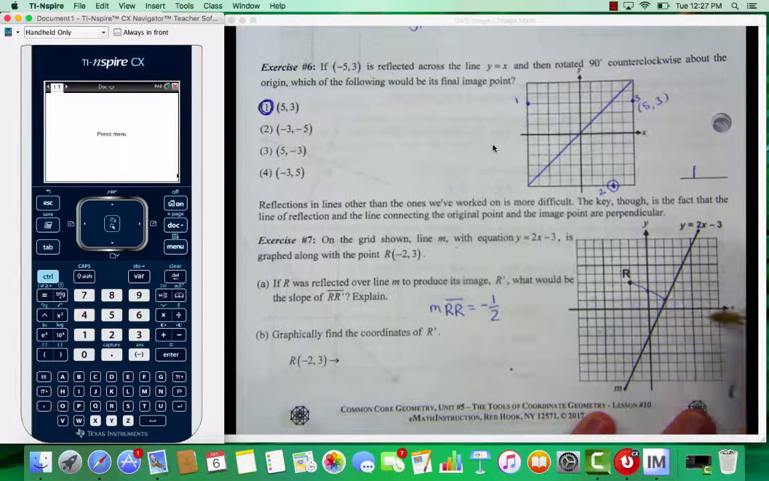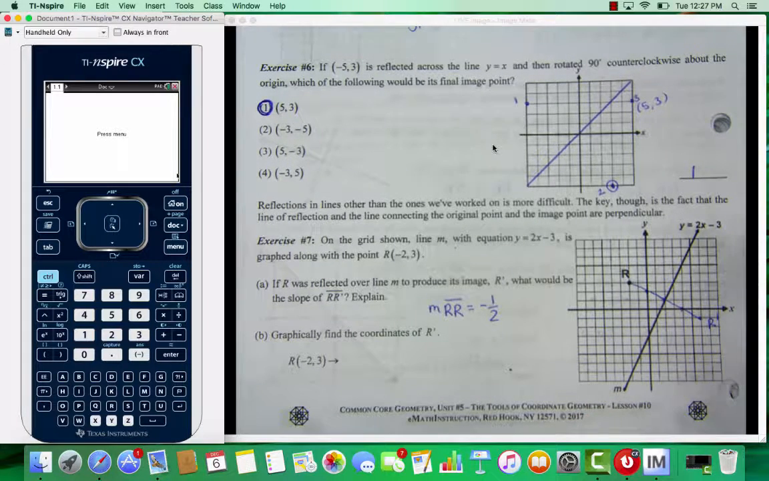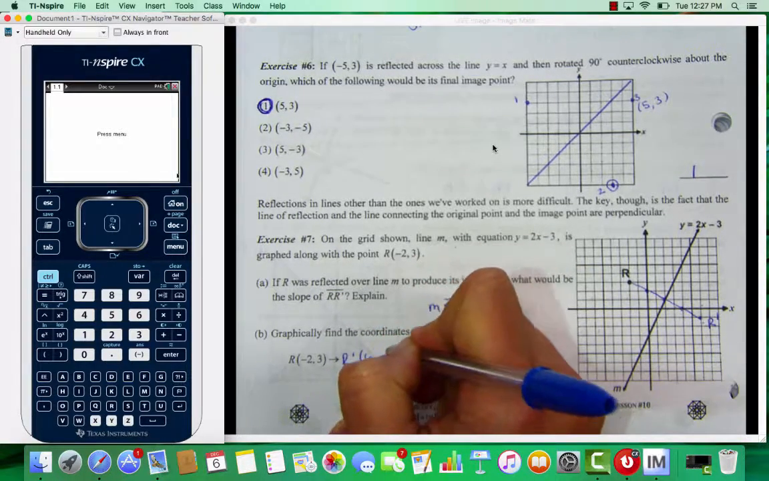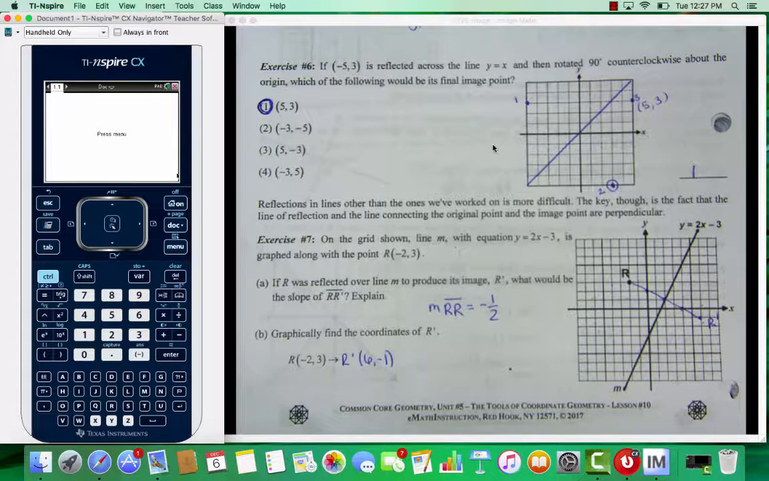And so basically we just want to carry that pattern on the other side. Down 1 over 2, down 1 over 2, we're going to do that twice, and R prime is going to be right there. So the coordinates of R prime are 1, 2, 3, 4, 5, 6, negative 1. And all we did there was use what we know about perpendicular lines and their slopes.